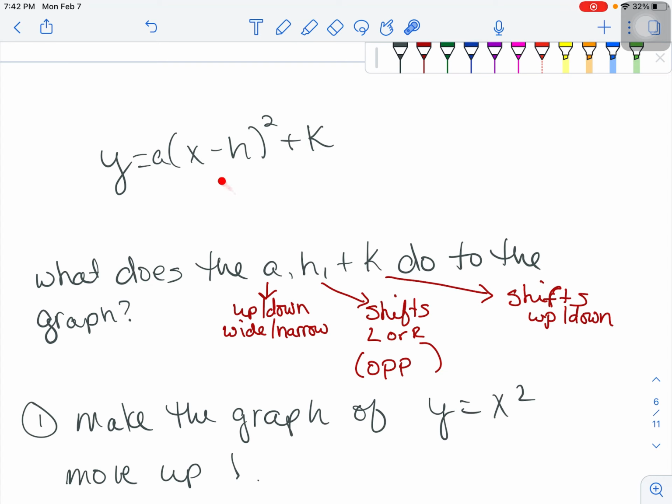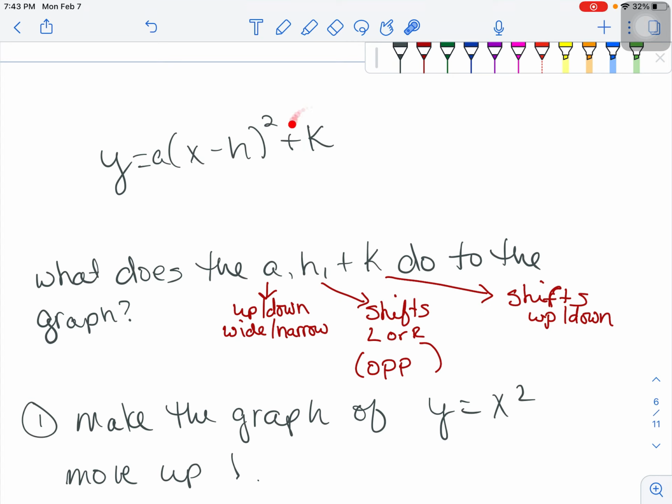The h value, which is inside the parentheses, will shift it left or right, but it's opposite of what you think. If you want it to go right, you're going to have to put a negative value. If you want it to go left, you're going to have to put a positive value.